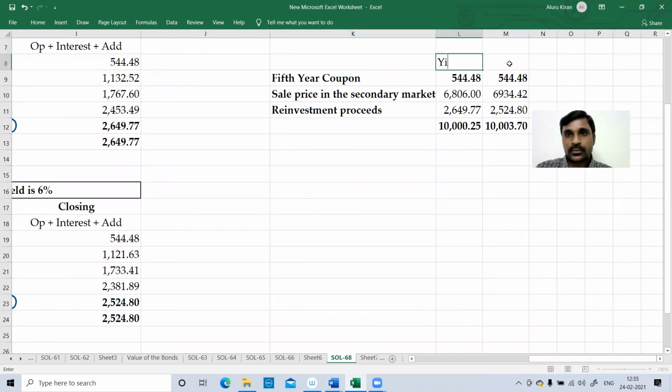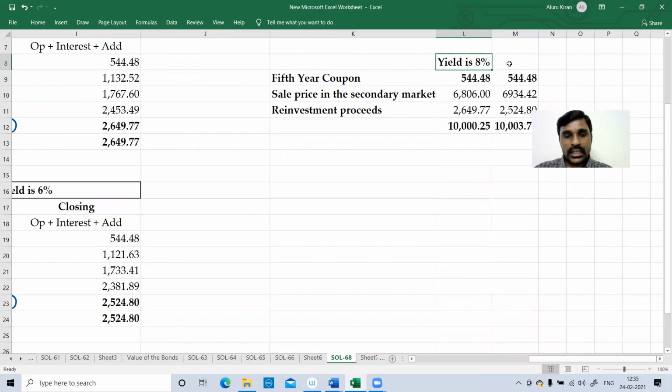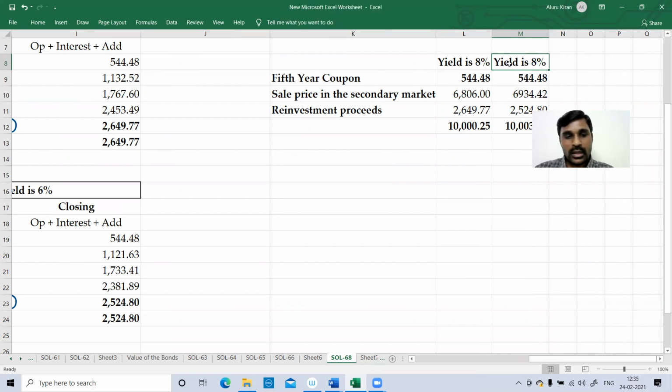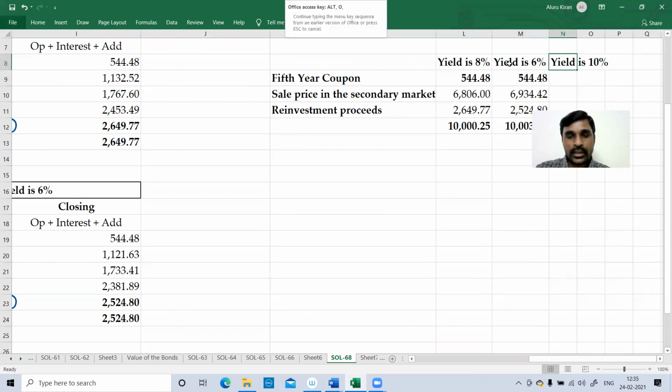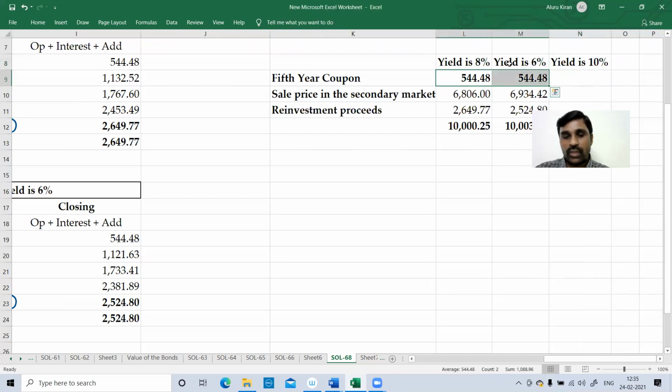So this is yield is 8% and this is yield is 6%. Right now, they said yield is 10%. How will we get it? Yield is 10%. This last year coupon will not change.